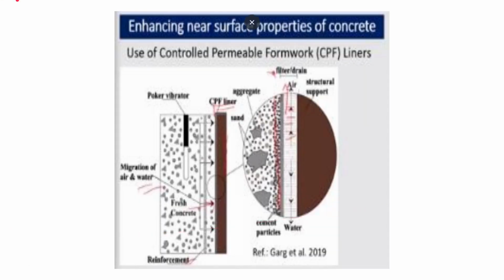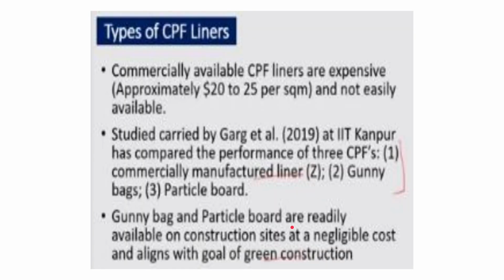So this is a pictorial representation of the use of CPF liners. As you can see here, this is the support, this is the concrete, and in between there is a way through which water and air can pass, but cement particles will get stuck. There are various types of CPF liners. Commercially available CPF liners are very expensive, approximately $20 to $25 per square meter, and they are not easily available.